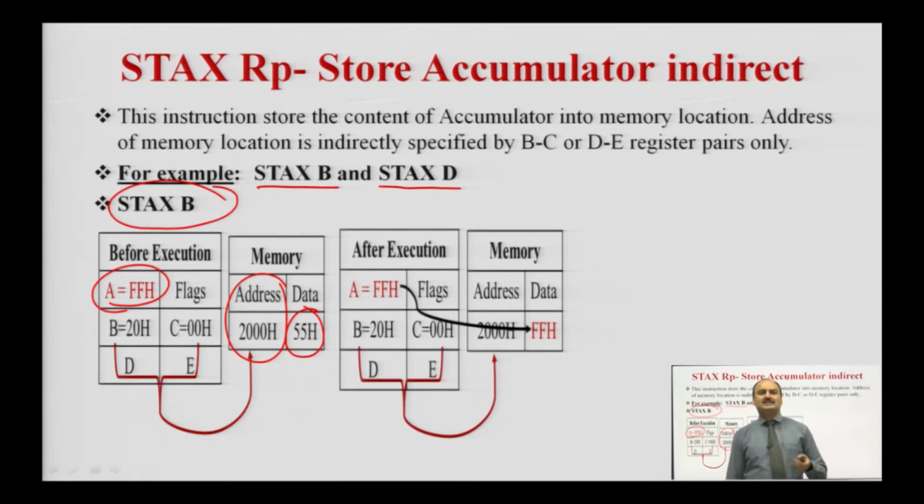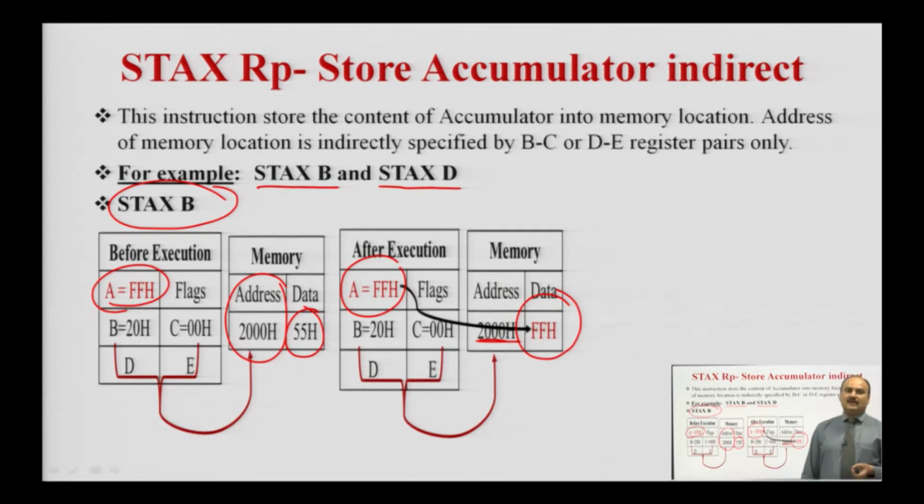Whenever the microprocessor executes this instruction, it will store the content of the accumulator into the memory location. The address of the memory location is indirectly given by the BC register pair in this case. So, see here, the content of the accumulator is stored into the memory location having address 2000H. After the execution of the instruction, the content becomes FFH instead of 55H, as it was before the execution of the STAX B instruction. So, this is the store accumulator indirect.